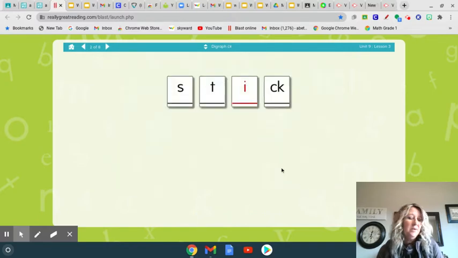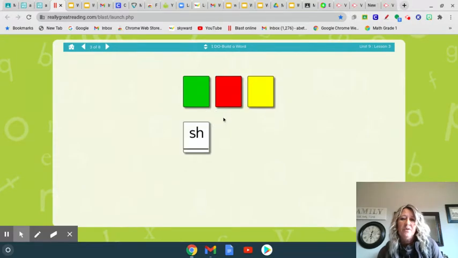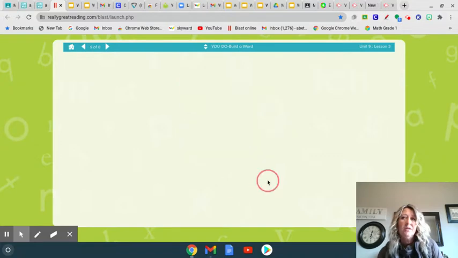Okay, so we're going to practice right now, and we're going to touch and say each one. So this word is stick. So let's do it. Now the next one. Sh, a, k. What's the word? Shack. All right, let's do it again. Remember, it has to have a short vowel sound. D, o, k, dock.